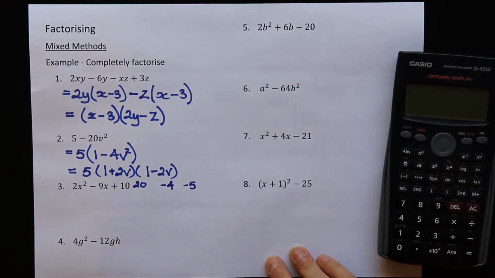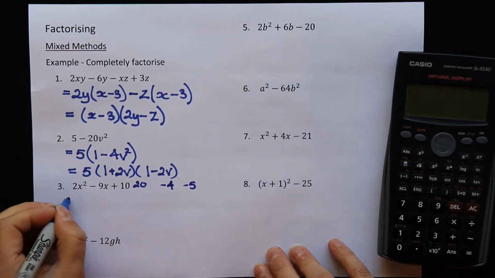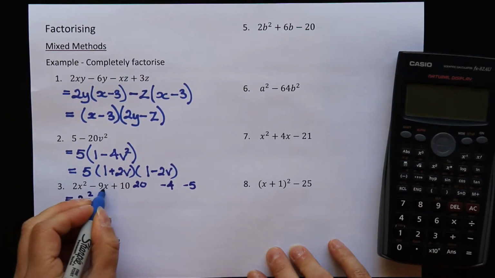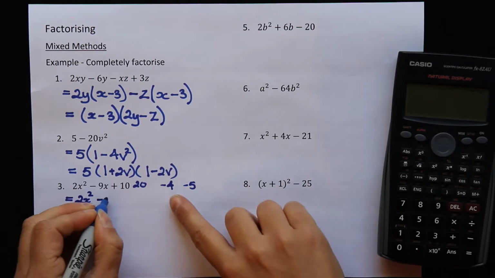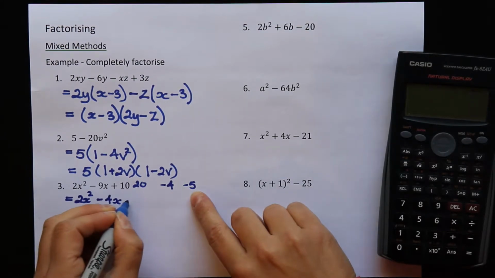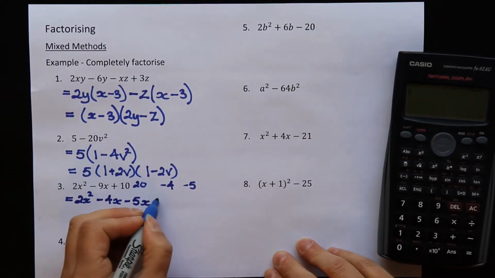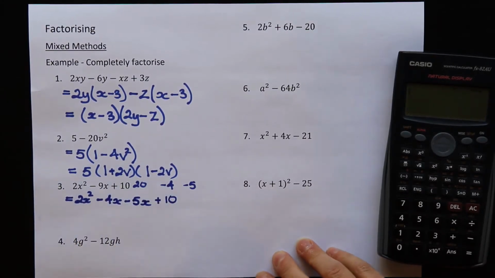Okay, remember, keep a scrap bit of paper next to you if you need to. Play around with your numbers until you find the ones that work. So next, we leave our 2x squared. We split the 9x to be a minus 4x and a minus 5x. Okay, use those numbers. And we have a plus 10 sitting on the end.